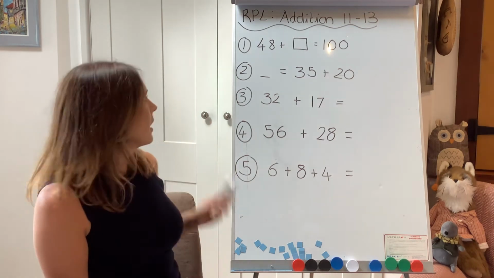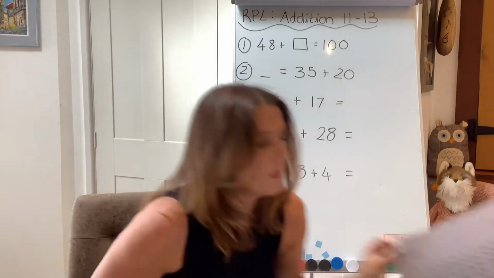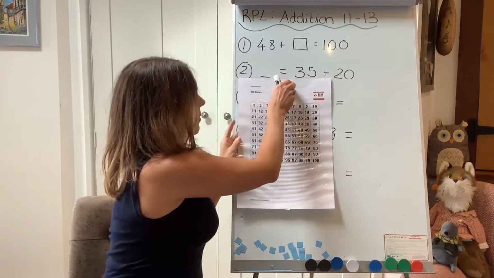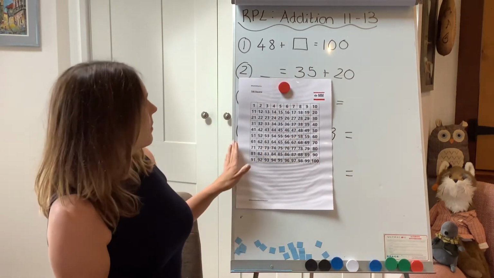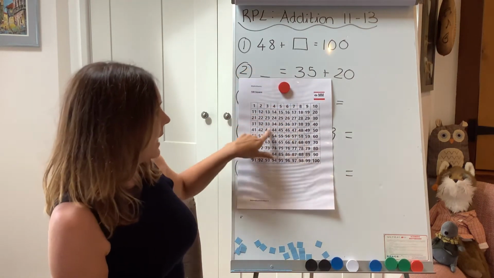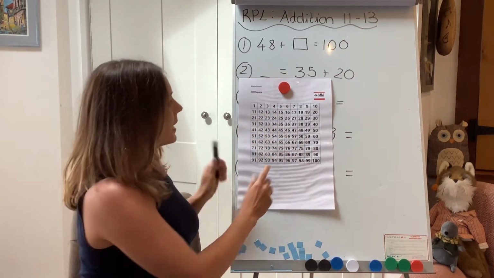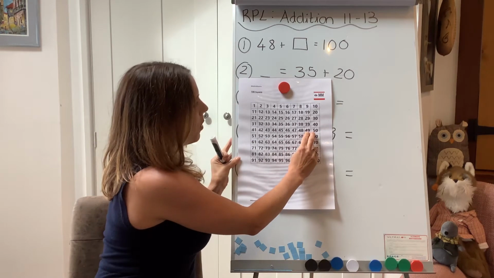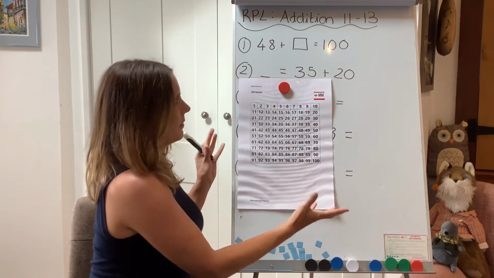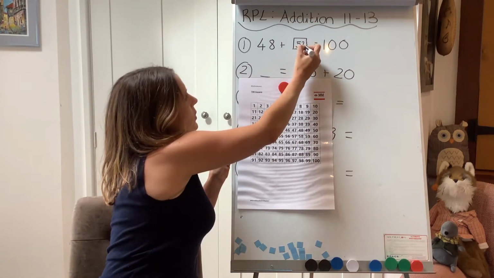Okay, so first one, 48 adds something makes 100. So we can look at the 100 square for this, or we could use the bead string or the number line. So I'm looking at the 100 square. 48 is made up of 4 tens and 8 ones. So I can see here I can add on 2 more to that number, and then 1, 2, 3, 4, 5 tens. And so it will be 52.